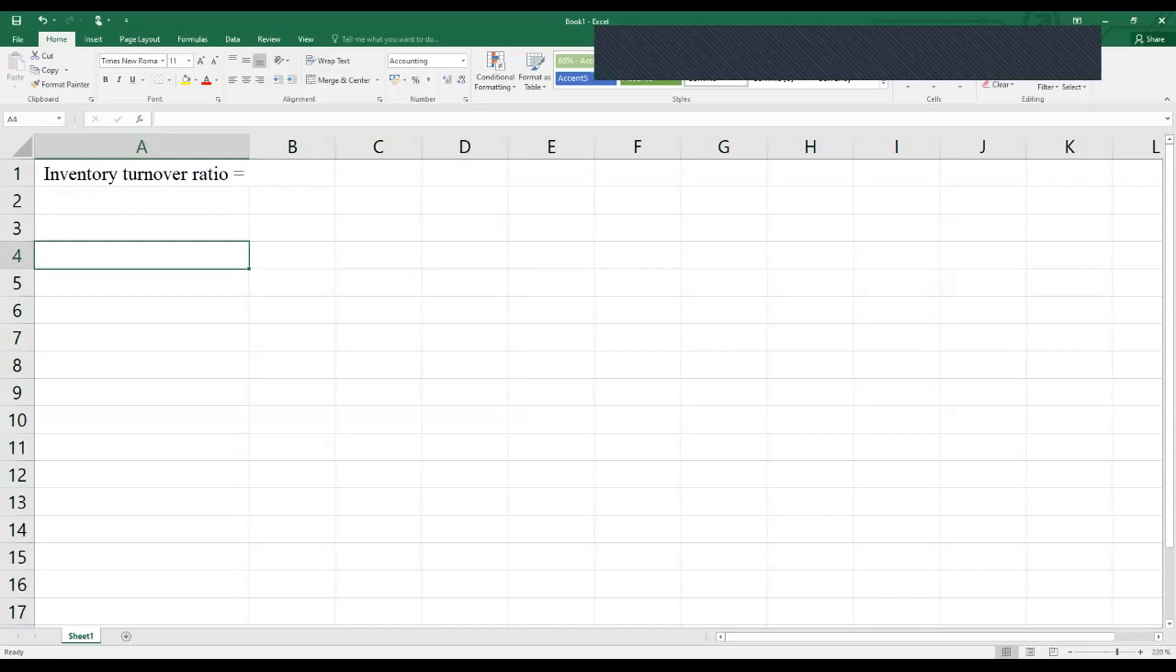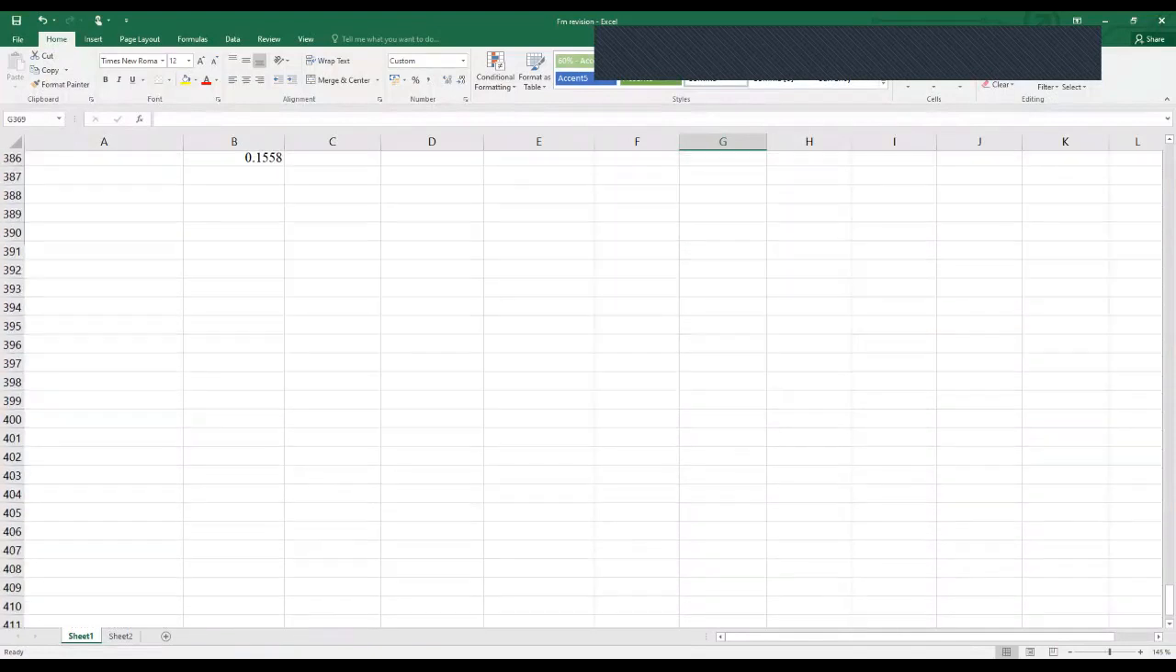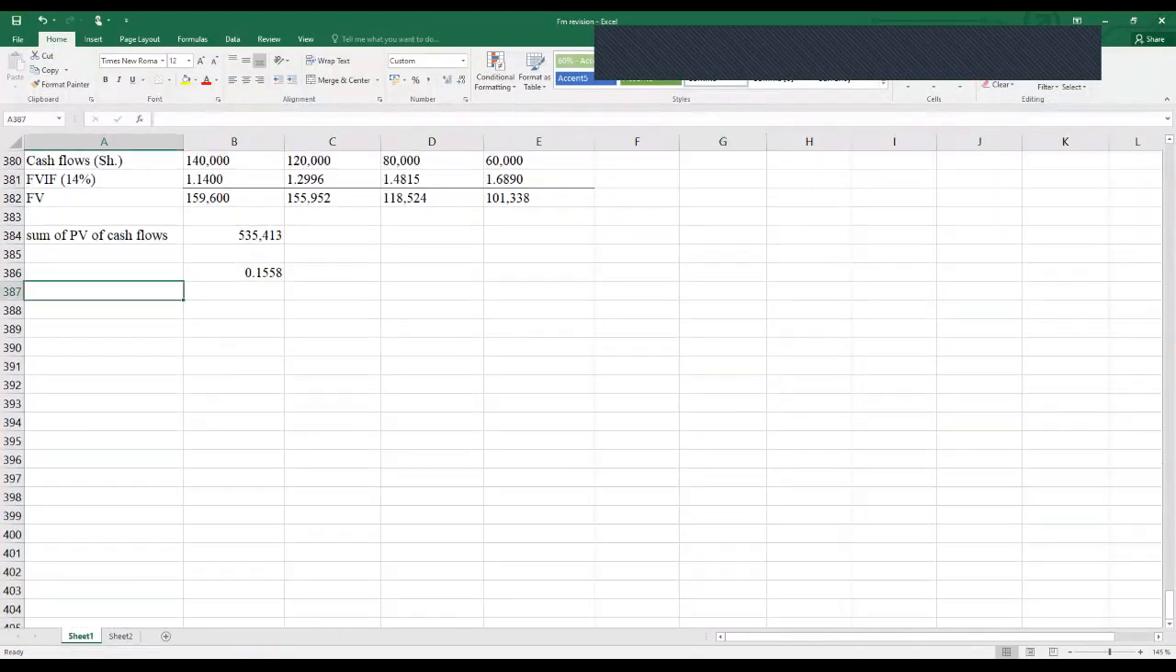Cost of goods sold over the average inventory. Thank you. Yes.